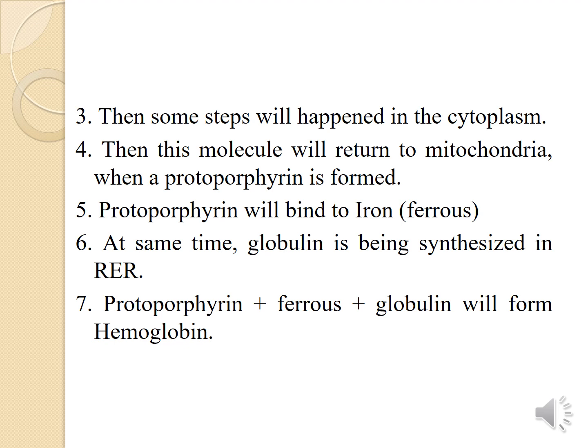At the same time, globin is being synthesized in the rough endoplasmic reticulum, and protoporphyrin plus ferrous plus globin will form a hemoglobin. So the complete structure of hemoglobin comprises protoporphyrin, ferrous and globin.